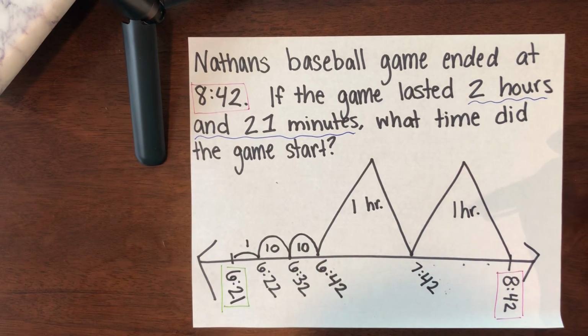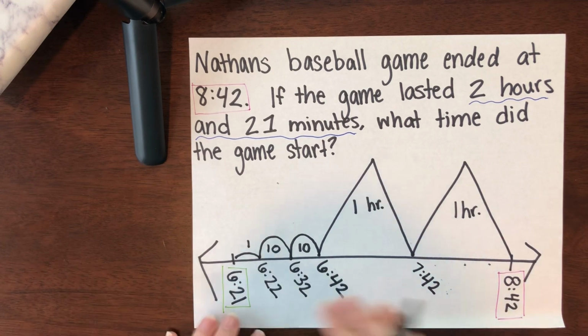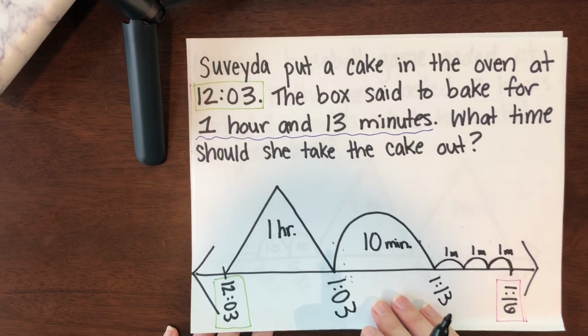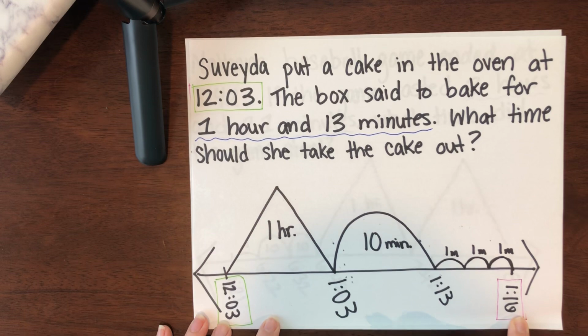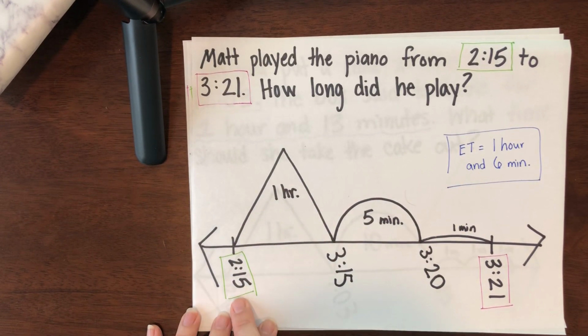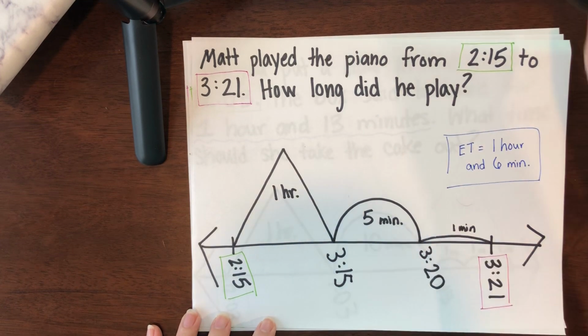So you guys are going to be encountering some problems this week where you're going to be given 2 of those pieces of information, and you're going to need to figure out which one is missing. So like this problem, we had to figure out the start time and we worked backwards. In this problem, we were given the start time and the elapsed time, but we had to figure out the end time. And in this problem, this is the most common problem. We were given the start time and the end time, and we had to figure out the elapsed time.